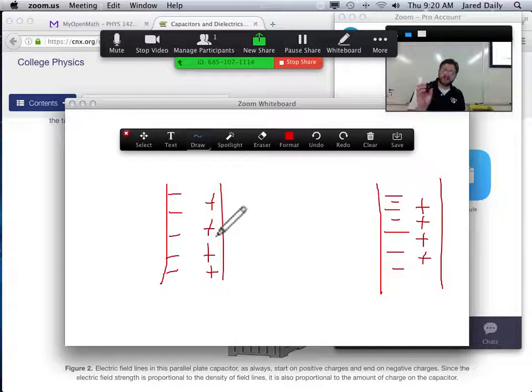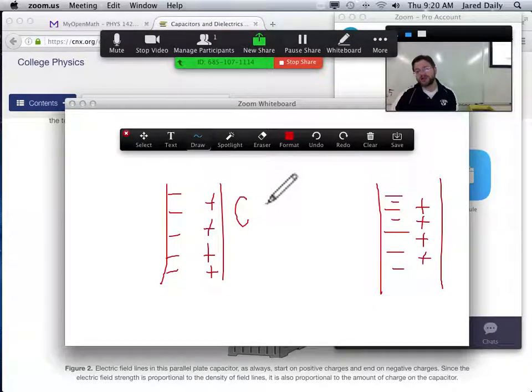But the closeness is an inverse thing. So the closer they get, the smaller the distance gets, the bigger the capacitance gets. And the bigger the plates get, the bigger the capacitance gets. So we have a relationship that looks like this. Capacitance is proportional to distance between the plates as an inverse.